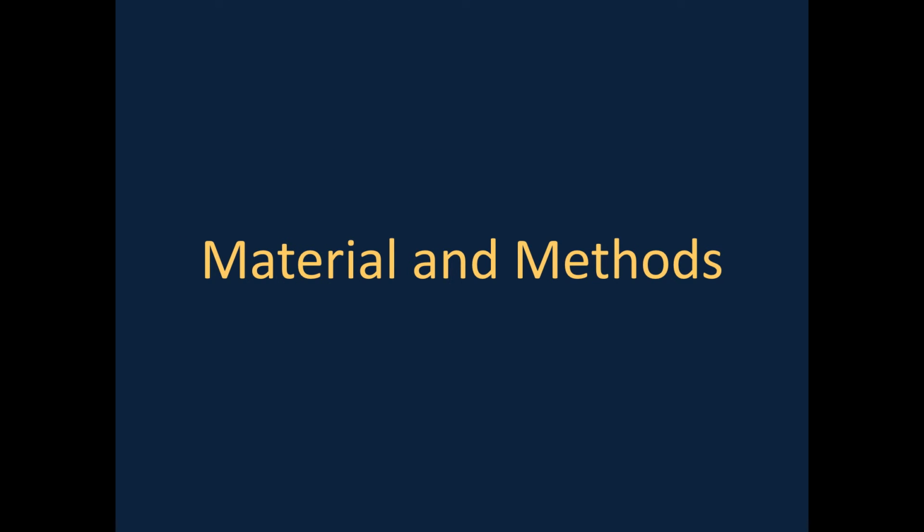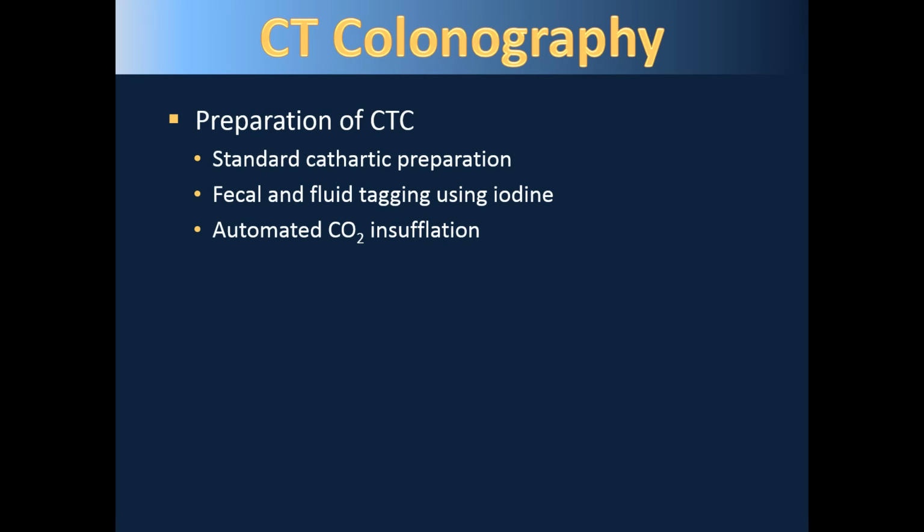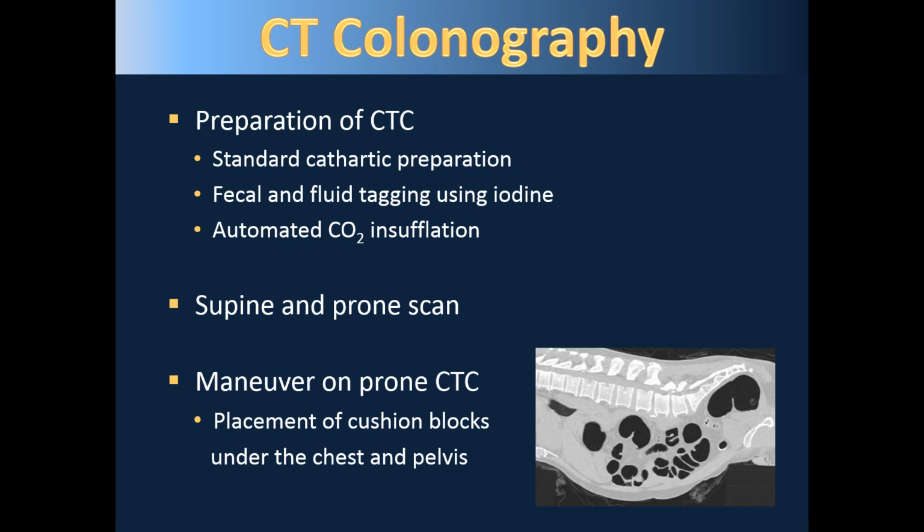Materials and methods. Here are details of the CTC technique. After standard cathartic preparation, fecal tagging with iodine, and carbon dioxide insufflation, we obtained both standard supine and prone CT scans. The above-mentioned maneuver was applied by placing a cushion block in a wedge-like fashion under the chest and pelvis in prone position.